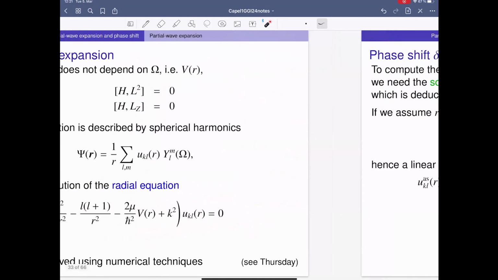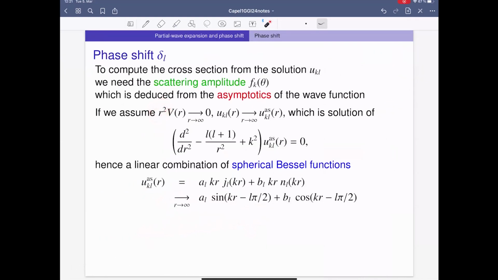The reason why we compare the potential to 1/r² is because you have the centrifugal term here, which comes from the orbital angular momentum. That's the orbital angular momentum contribution to the kinetic energy term. And very happily, very smart people solved that problem exactly centuries ago. The solution of that are spherical Bessel functions. It's a second order differential equation, so you have two independent solutions, j_l and n_l. And they also have a very simple asymptotic behavior.